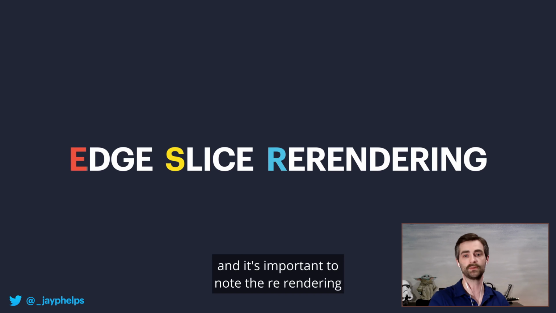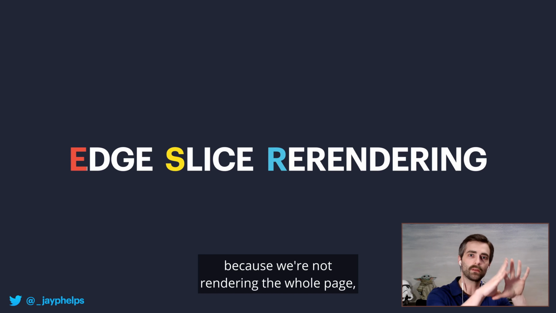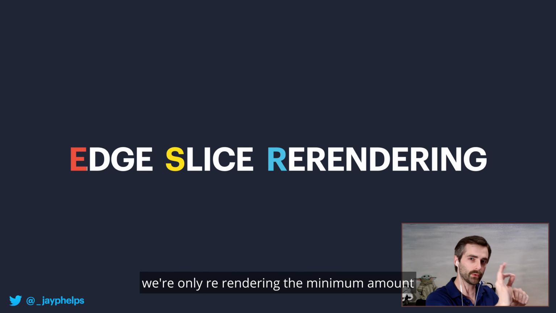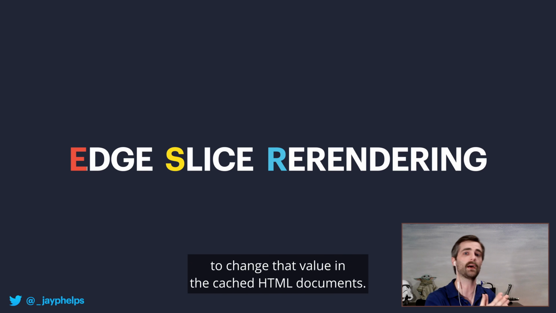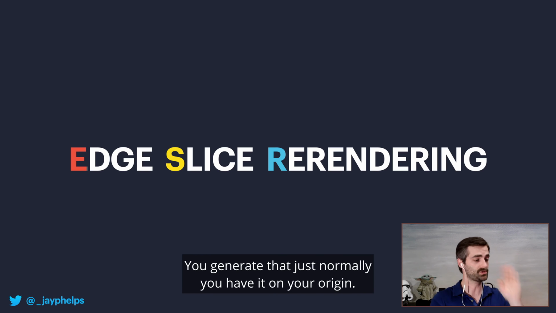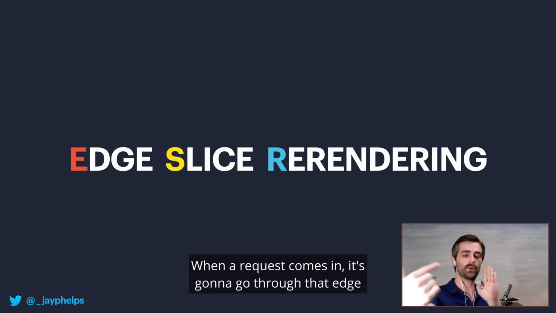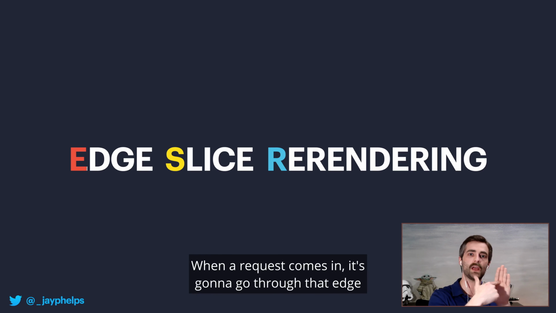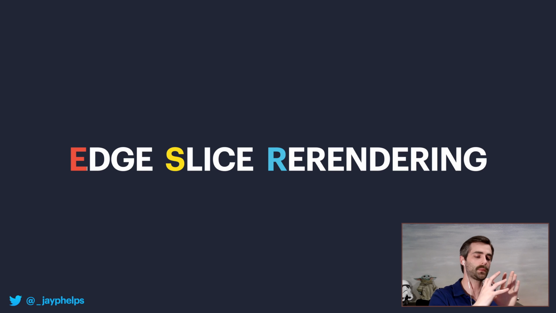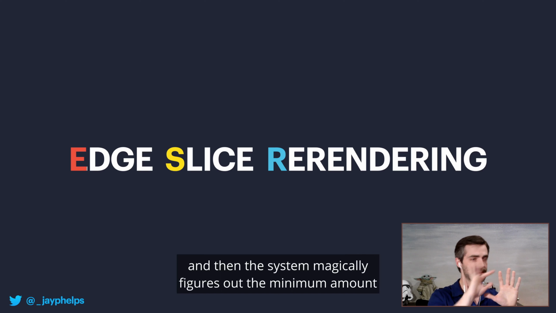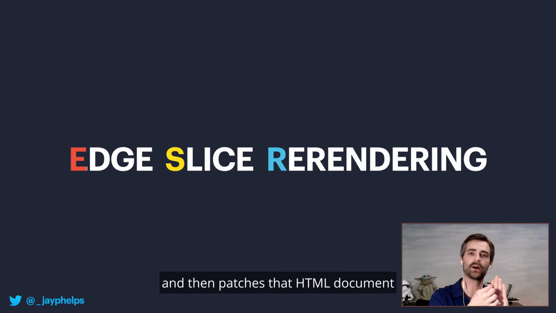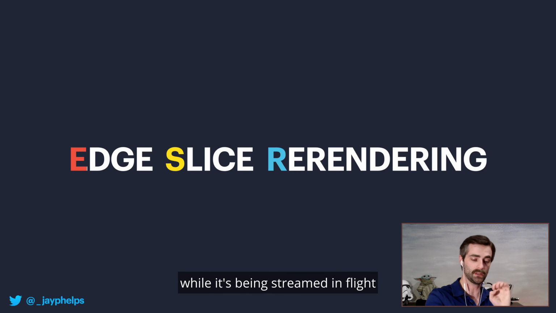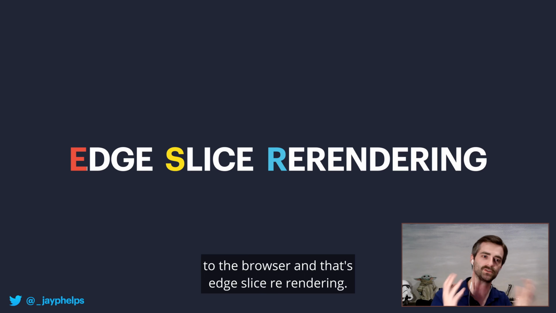And it's important to note the re-rendering, because we're not rendering the whole page. We're only re-rendering the minimum amount of JavaScript that was needed to change that value in the cached HTML document. So you're still using static site generation. You generate that just normally, you have it on your origin. When a request comes in, it's going to go through that edge, and the overrides that you provide execute, you get new props, and then the system magically figures out the minimum amount of JavaScript, runs that, and then patches that HTML document while it's being streamed in flight to the browser. And that's edge slice re-rendering.